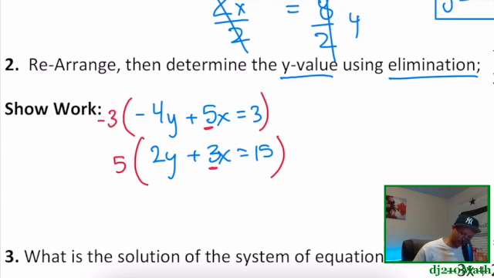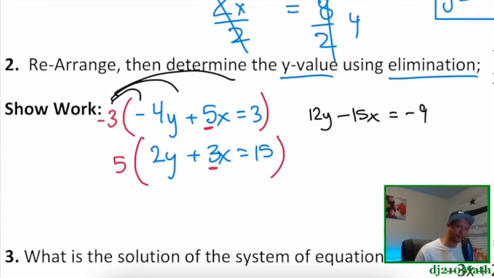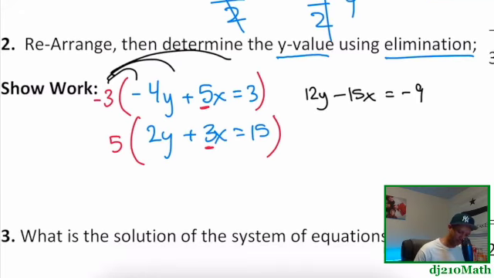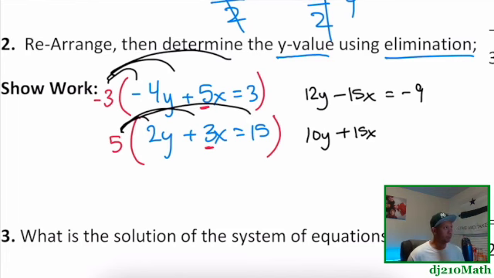So when we rewrite it, when you distribute the negative 3 to everything, that's going to be positive 12y, negative 15x, negative 9 equals negative 9. All right, distributing the 5, 10y, 15 positive x, and then 5 times 15. 4 times 15 is 60, so 75 equals 75.